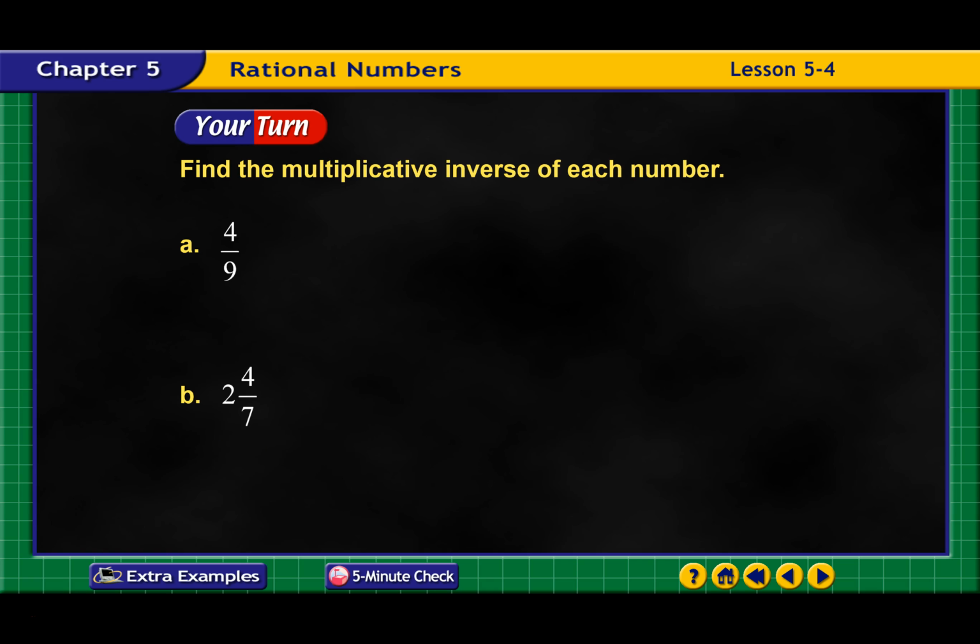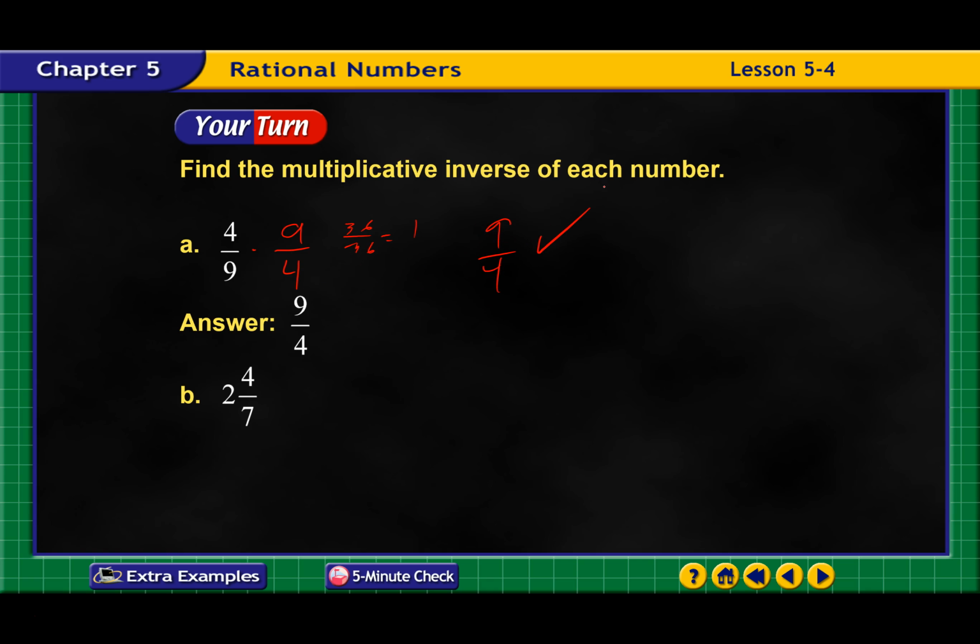All right, you try. Go. All right, so I'm just going to write the opposites of this. 9 over 4. Multiply those out. We come out to 36 over 36 equals 1. So that would be 9 over 4.